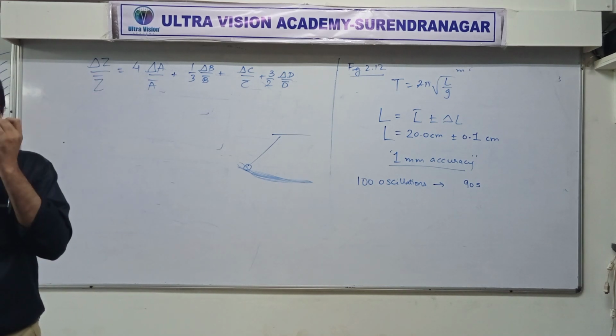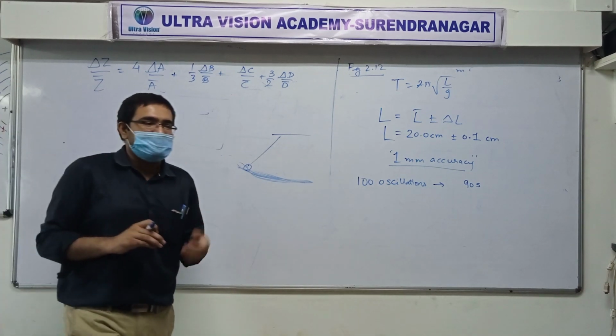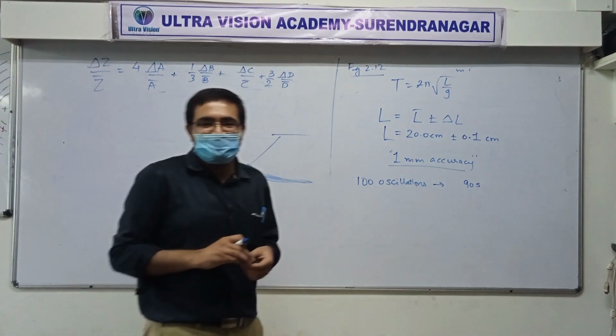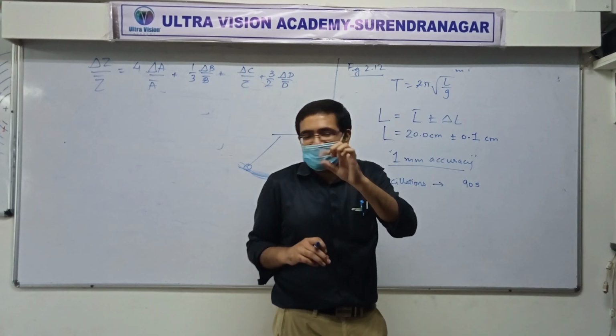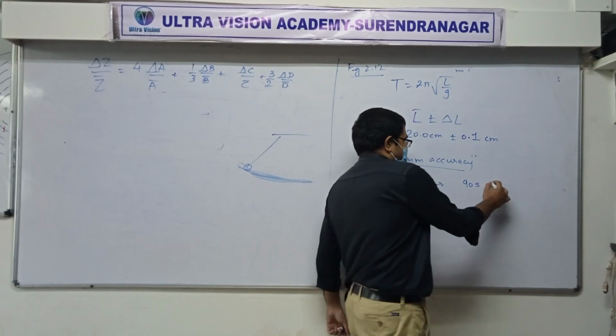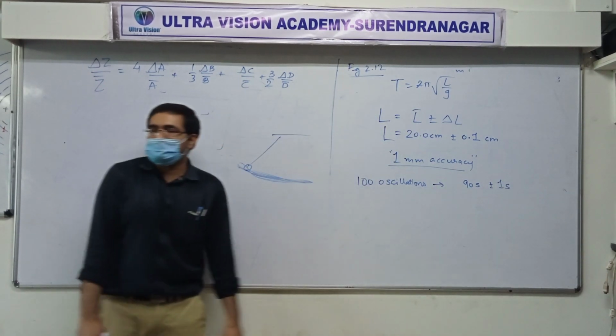Error is always there. So how much is the error? It was measured with which instrument? Stopwatch or a wristwatch? Wristwatch. Okay, wristwatch is same like a wall clock, isn't it? It can count seconds. So there will be an error of up to 1 second. Do you understand? Yes.